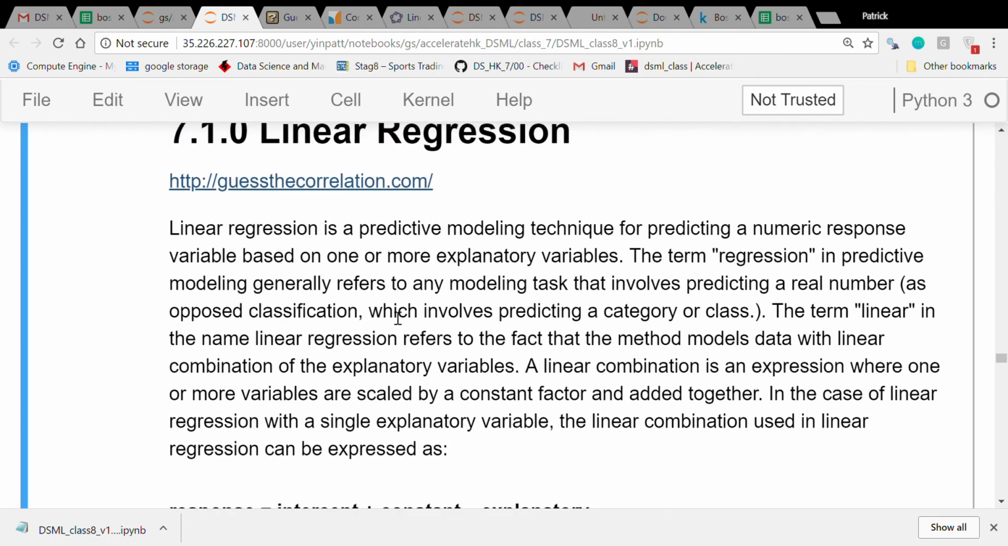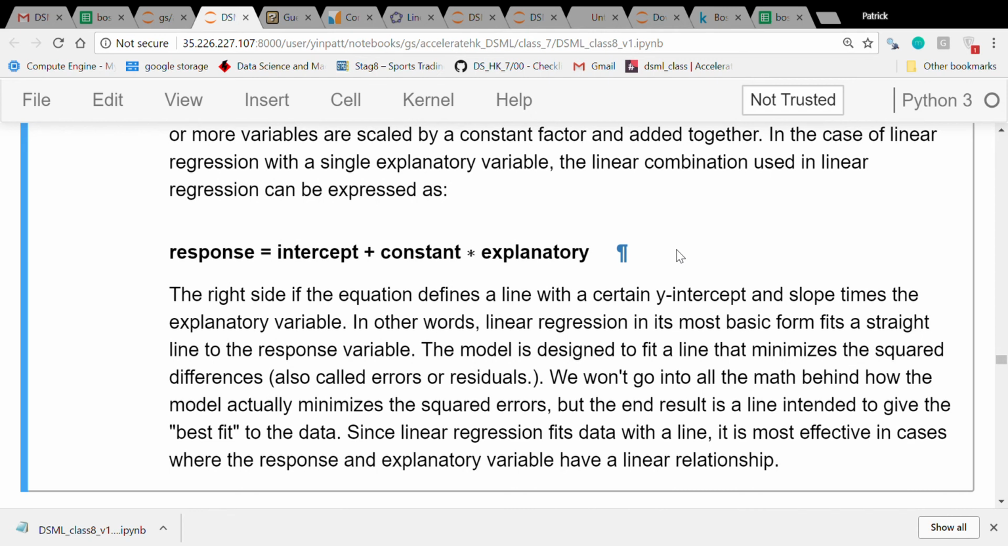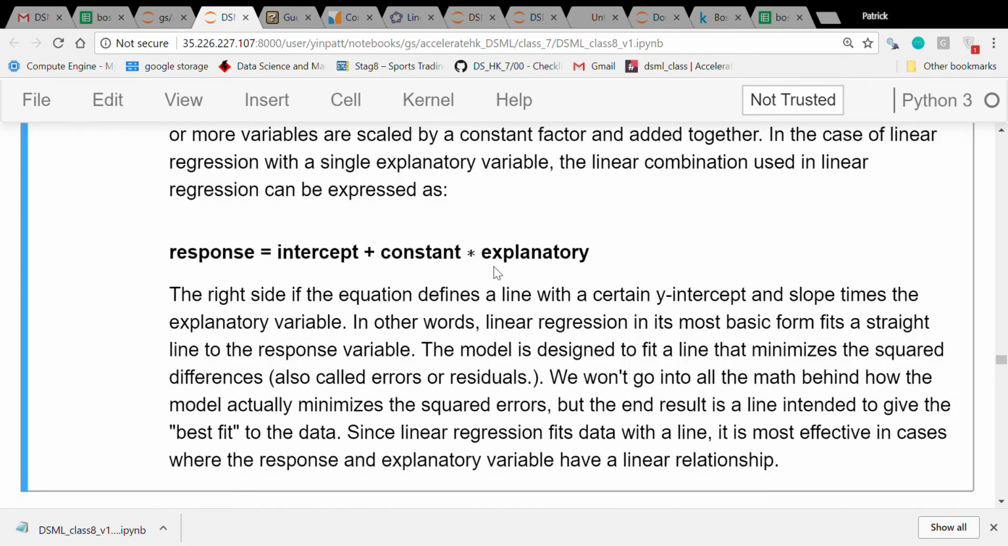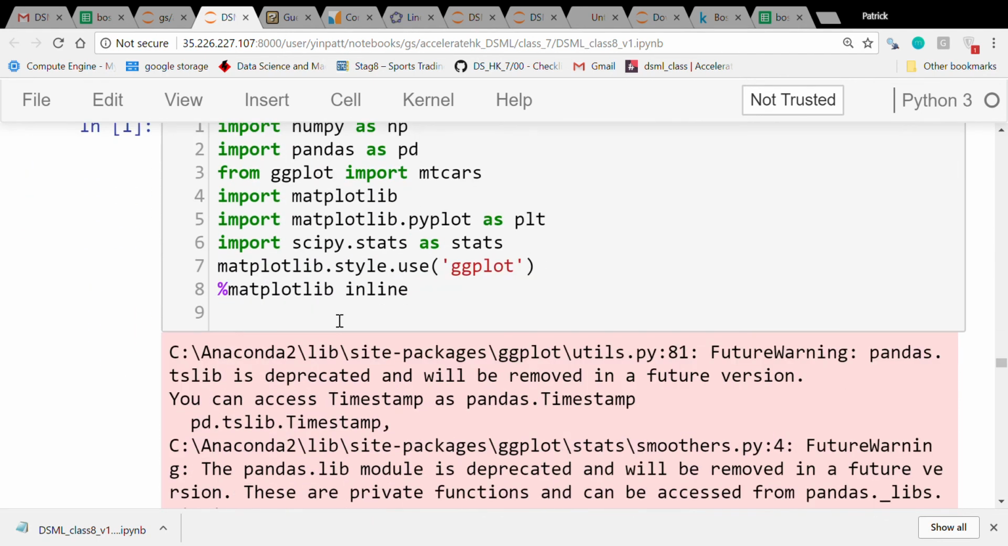Okay, I'm not going to read the entire paragraph, but all you need to know for a linear regression is it has 3 components. One, this is the response, which is the ground truth. We have the intercept, and we have the coefficients times the variable, which is something like y equals mx plus c, which you should have learned in secondary school.